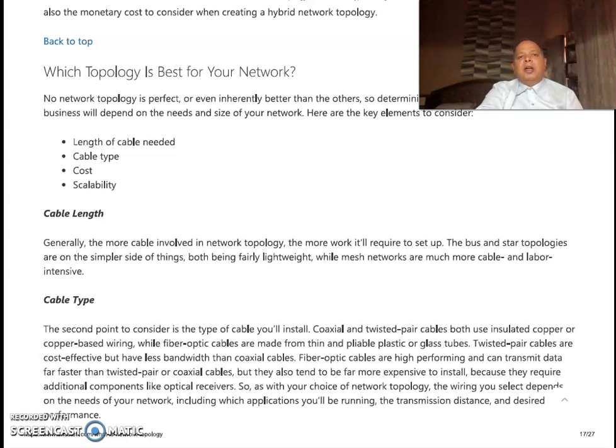So, coming down to the last part, which topology should be chosen?